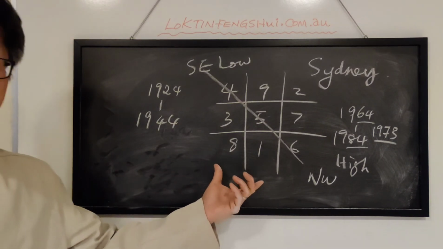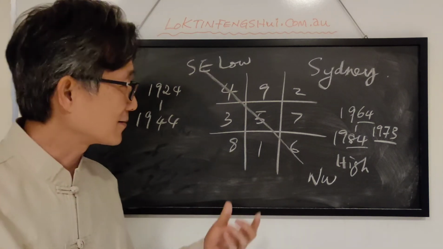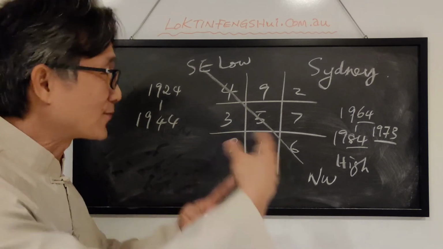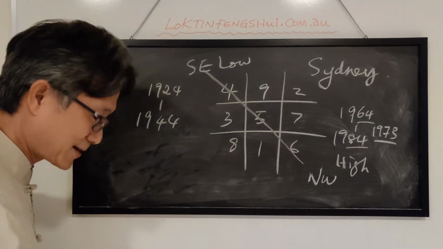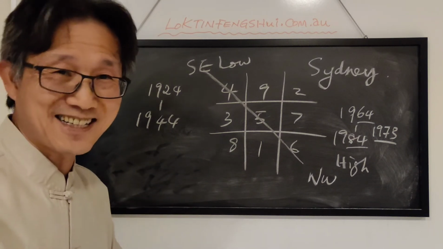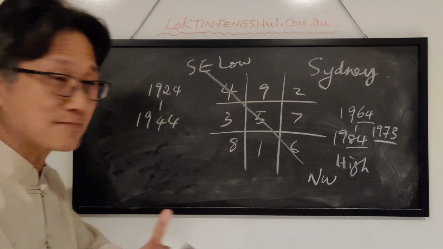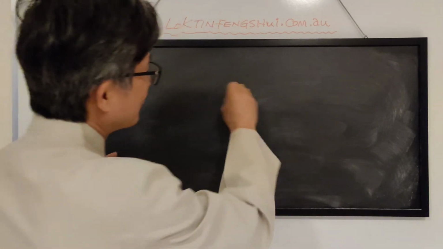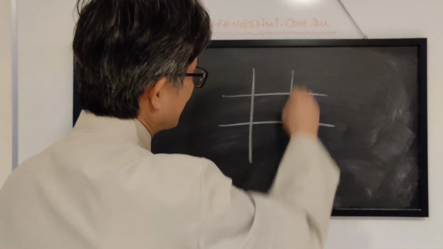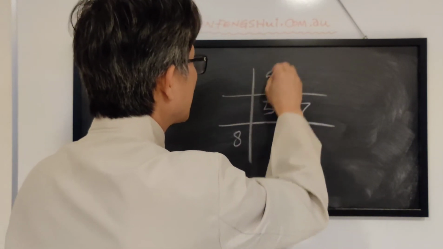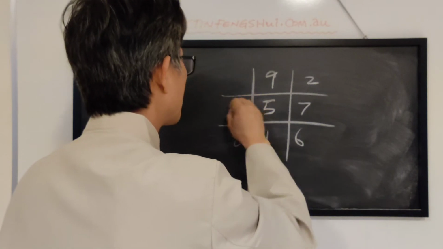So this is in the Southern Hemisphere. The Lo Shu is still the same. I do not convert it into the Southern Hemisphere configuration. So let's look at one Northern Hemisphere example. Again, we can use this chart: 5 in the middle, 6, 7, 8, 9, 1, 2, 3, and 4.